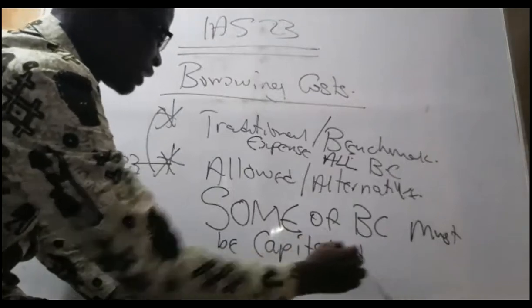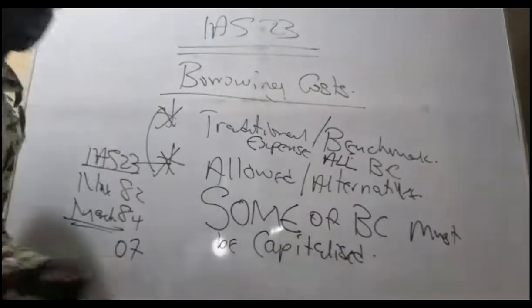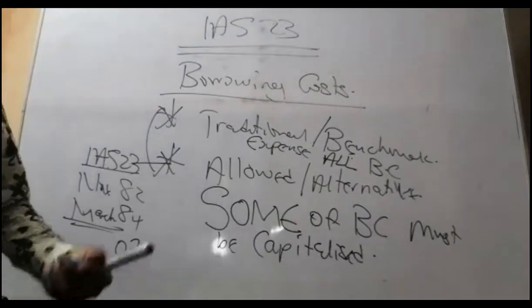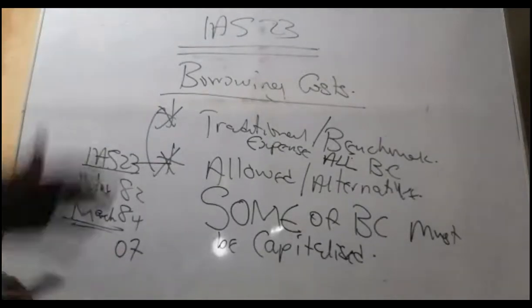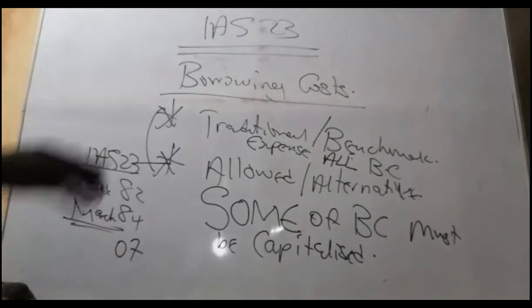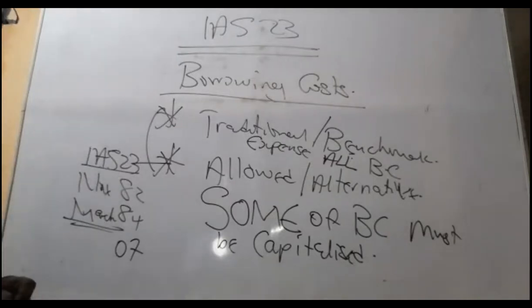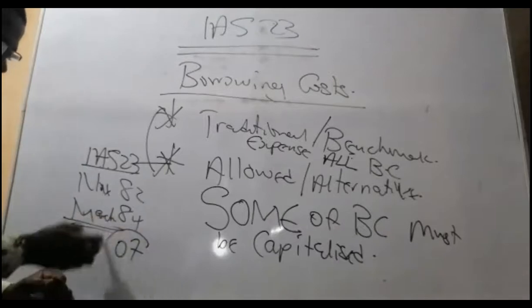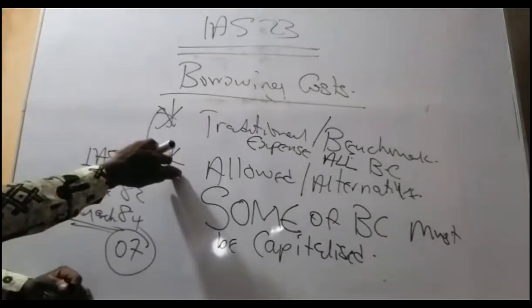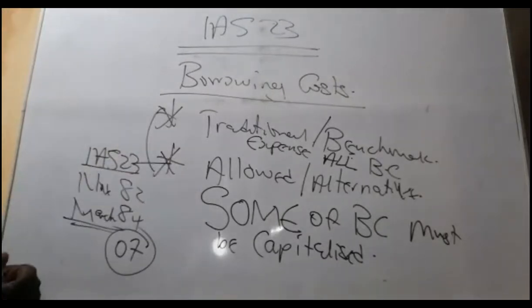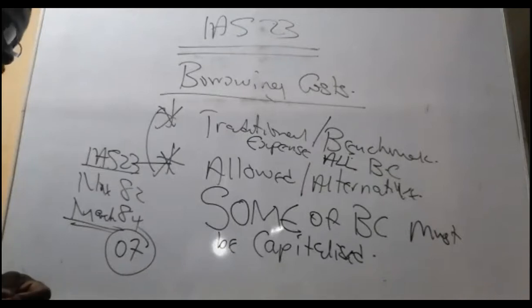So capitalized. Now, capitalized means they have to treat it as what? As an asset, add to the cost of the asset. That's all. But here there's a condition. So in March 2007, when they revised the IAS 23, we started capitalizing the borrowing cost. Good. Capitalizing the borrowing cost.